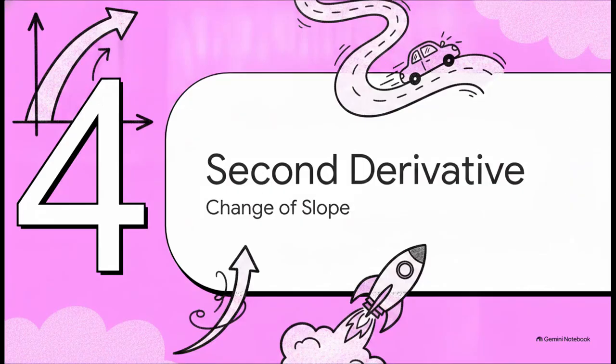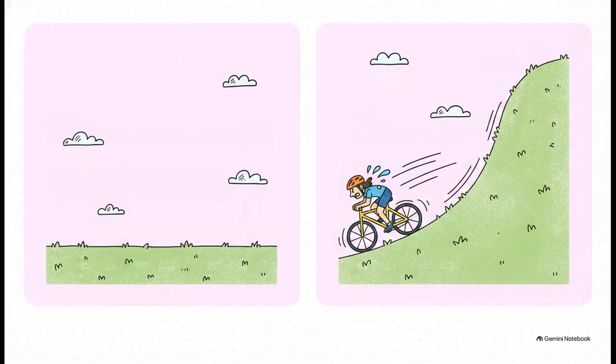All right, step 4, decoding the second derivative. Let's use a super intuitive picture for this, riding a bike. The first derivative is simply whether you are pedaling uphill or downhill. Easy, right? But the second derivative tells you whether that hill is getting steeper or flatter. It answers the question, are you about to struggle way more, or is the climb finally easing up?